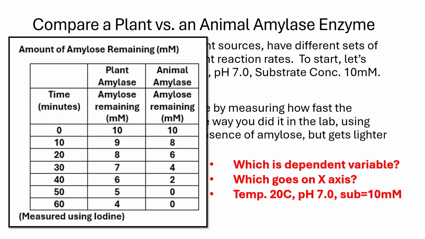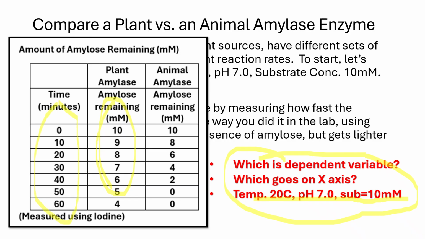So can you tell me these questions down here? What is the dependent variable and which goes on the x-axis? And by the way, we're going to do this part of the experiment at 20 degrees, pH 7, and a substrate concentration of 10 millimolar. Okay, so which is the dependent variable? The dependent variable is the amount of amylose remaining, right? If we're just going to do the graph like we did before. And the independent variable is the time, of course.